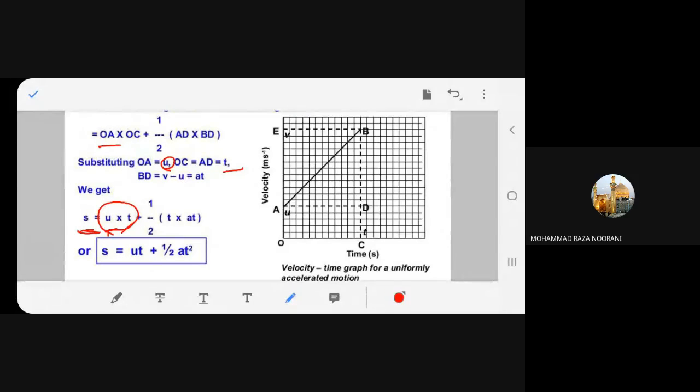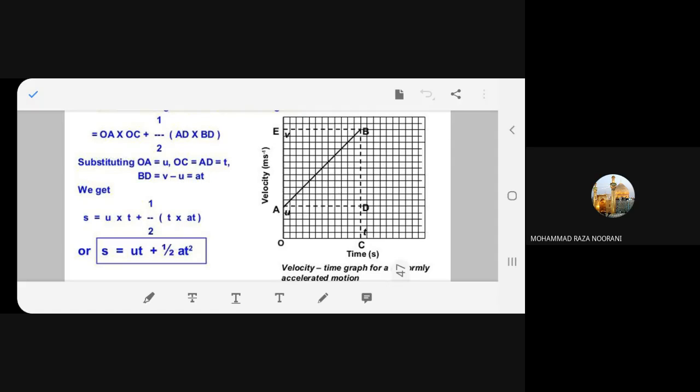Now we come to the area of the triangle. Half. What is AD? T. You can write T over here. Yes? Into. You can write into over here. What is BD? AT. You can write AT over here. So I've put all the respective symbols over here. So we got S is equal to ut plus half at square.